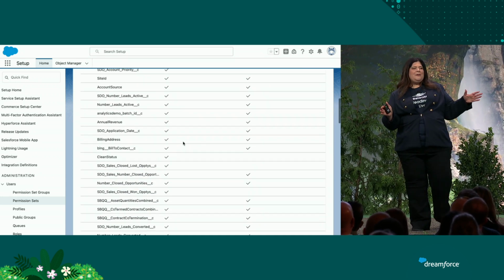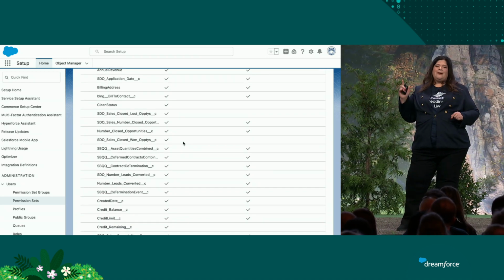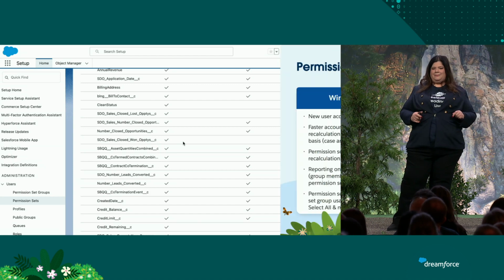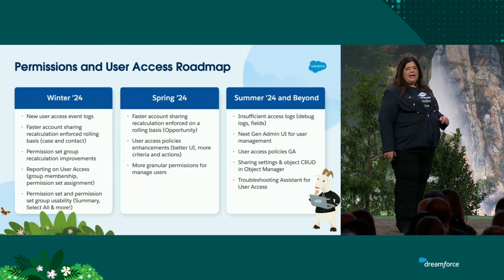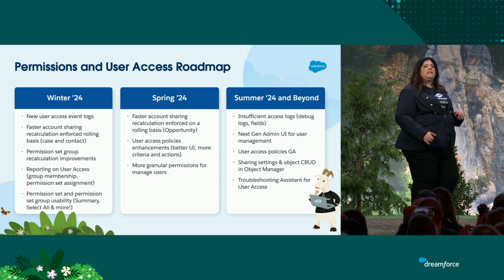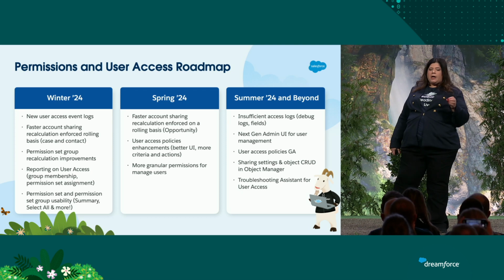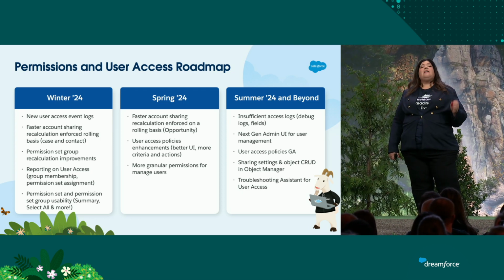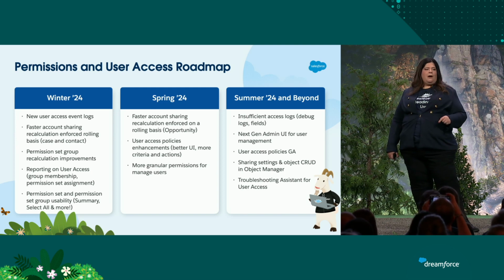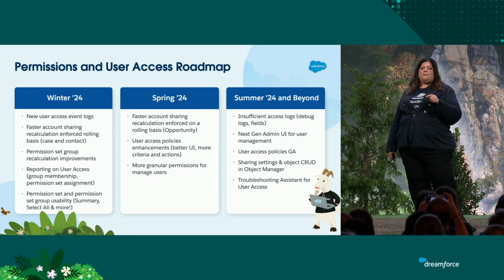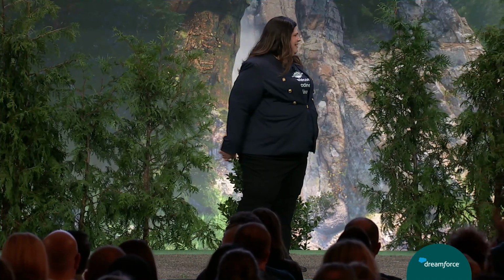I can't wait for you all to try this. Give us feedback. Now, let's talk about everybody's favorite topic, roadmap. So here is some of the things that we're planning. Here's a recap of everything we delivered in Winter 24 across user access. There's even more coming in spring, and then even more in summer and beyond. If you want to deep dive into our roadmap, Future of User Management at 2:30 today. And back to you, Ella.